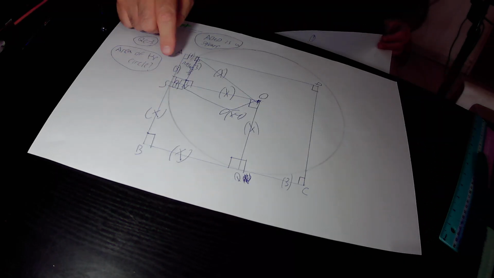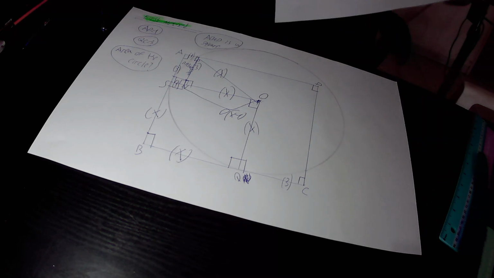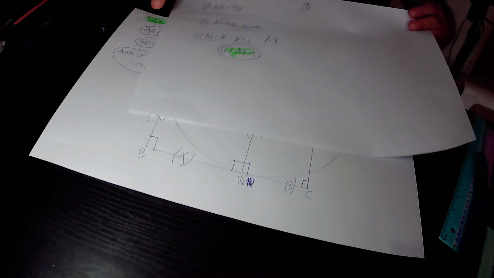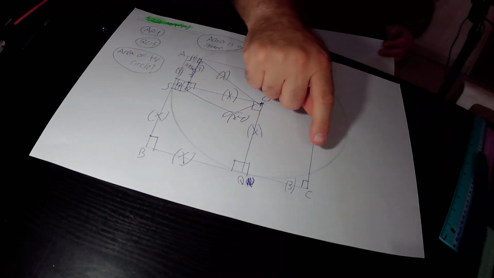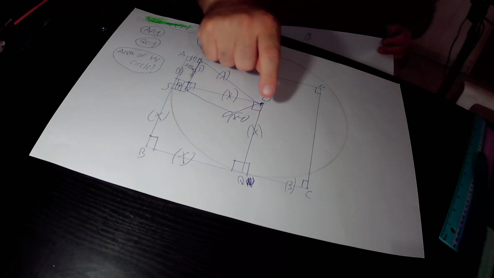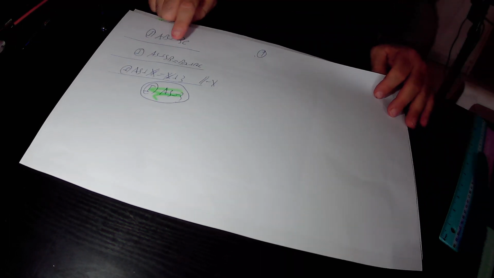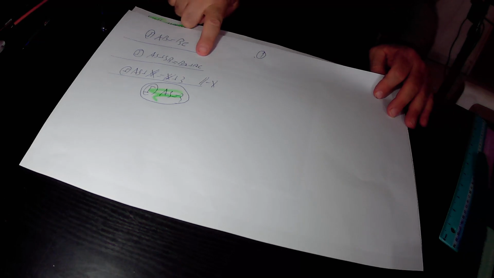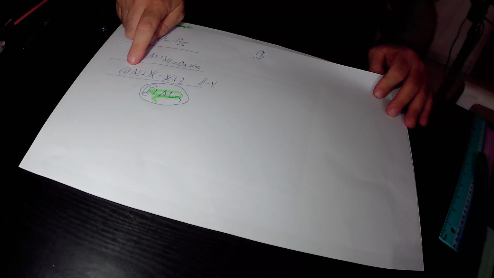AB equals AS plus SB, and it equals BC. BC equals BQ plus QC. So in total, AS plus SB equals BQ plus QC. According to equation 1, AS is the missing side, so we leave it as it is.